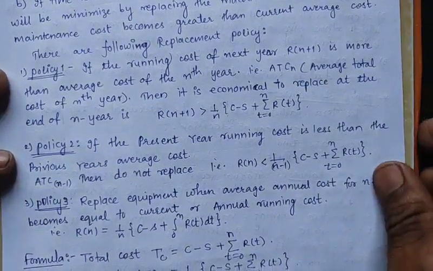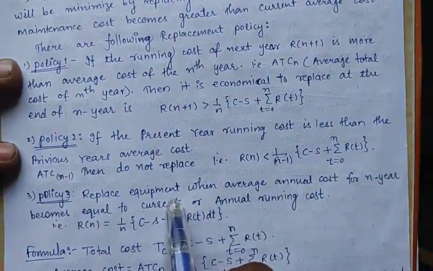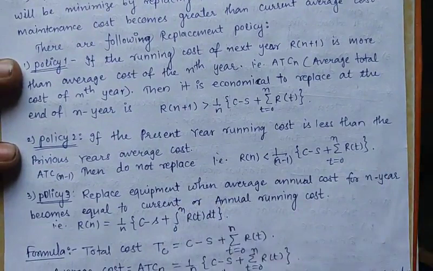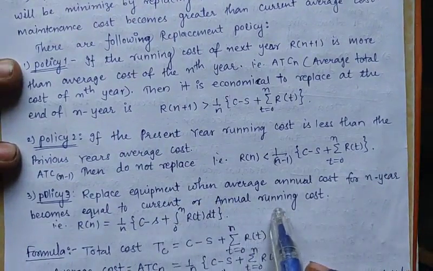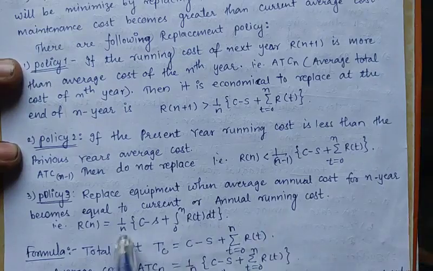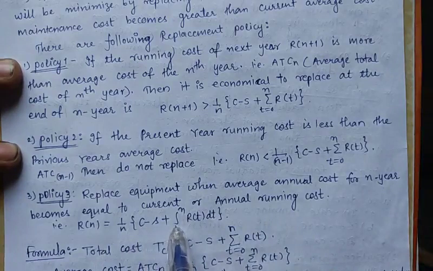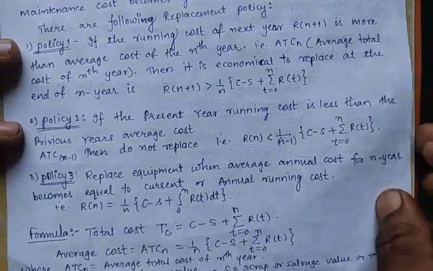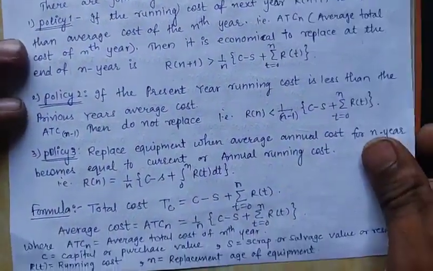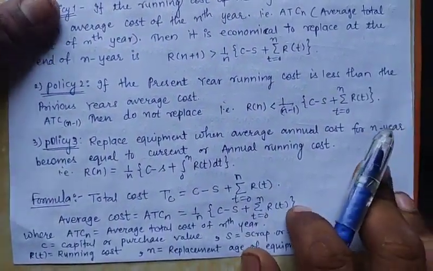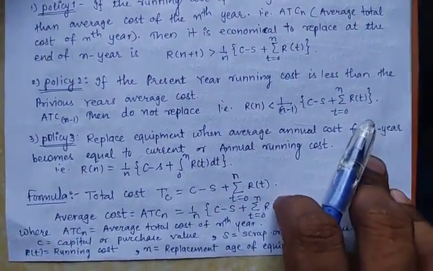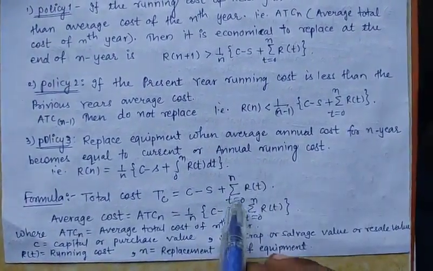Now the third policy is replace equipment when the average annual cost for n years becomes equal to the current or annual running cost. That is, R of n should be equal to 1 upon n times (C minus S plus integration 0 to n R of T dt). Now what is the formula to find the total cost? Total cost is equal to C minus S plus summation T from 0 to n R of T.